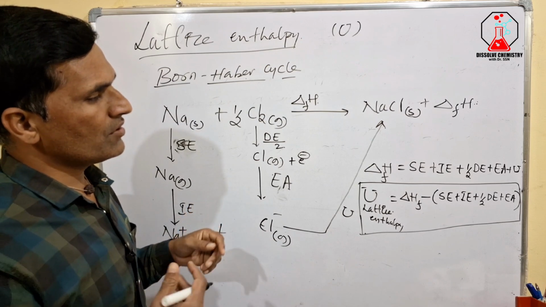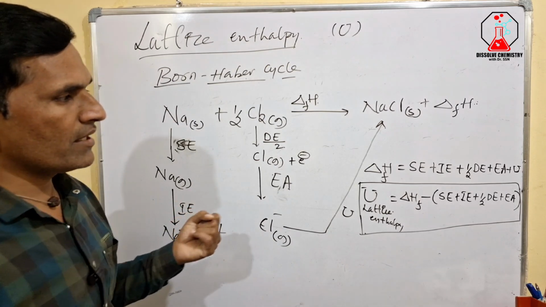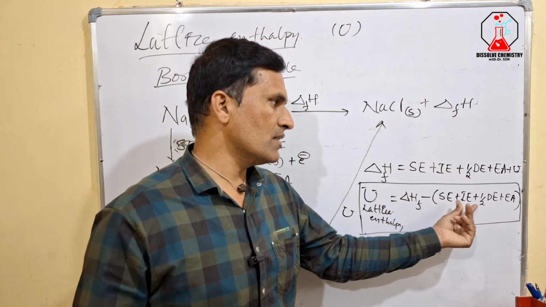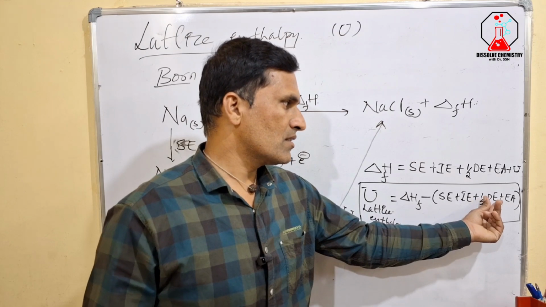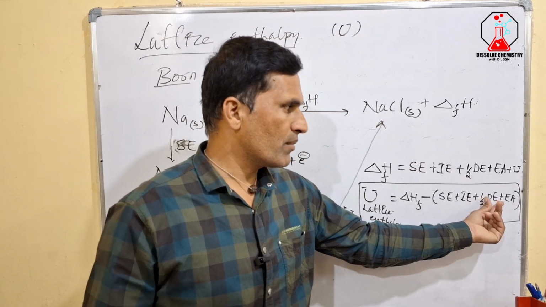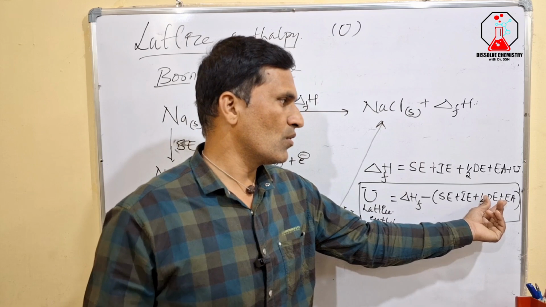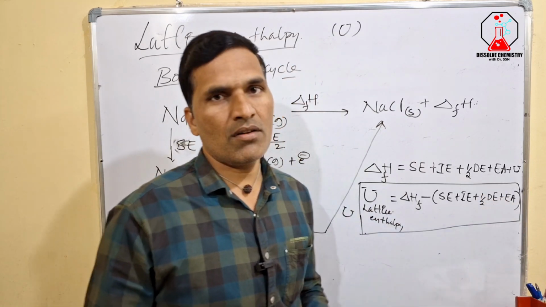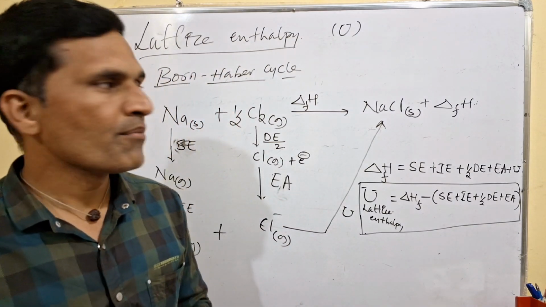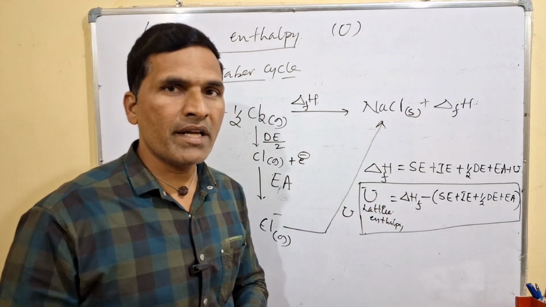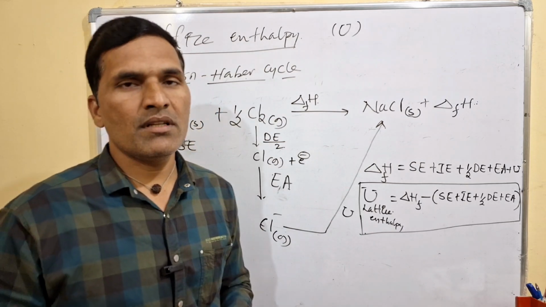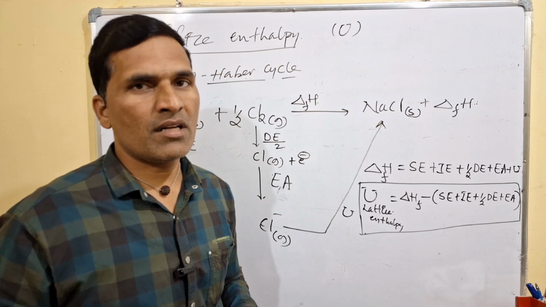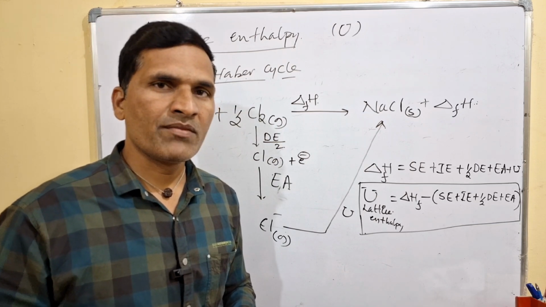So if you want to calculate the lattice energy in that case, delta HF is equal to sublimation energy, ionization enthalpy, plus, instead of half dE, the complete dissociation energy, because we need 1 mole of chlorine gas. And next, the electron gain enthalpy also. So that is how we determine the lattice enthalpy of an ionic crystal indirectly, when it is not possible to determine it experimentally.